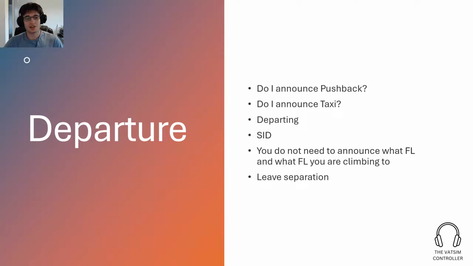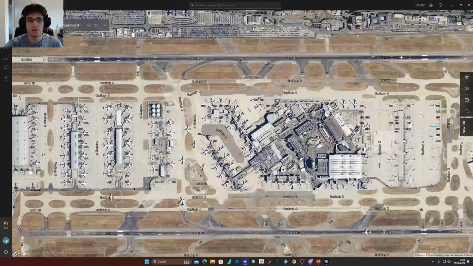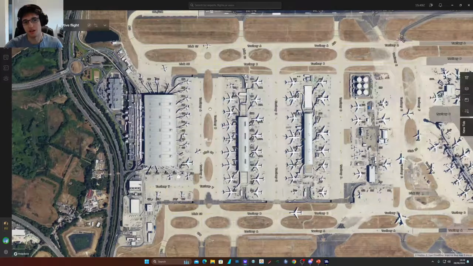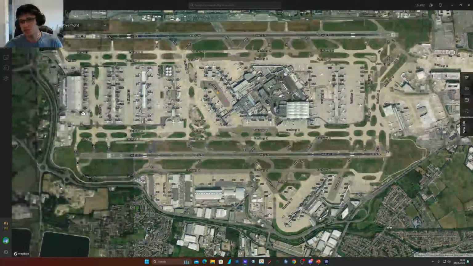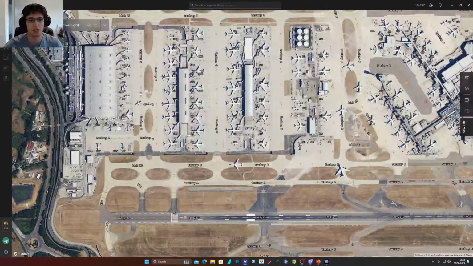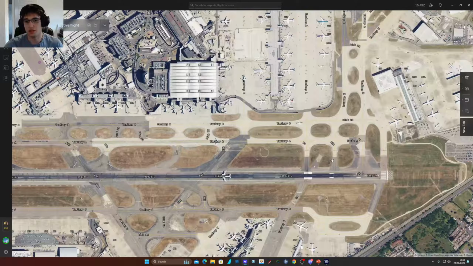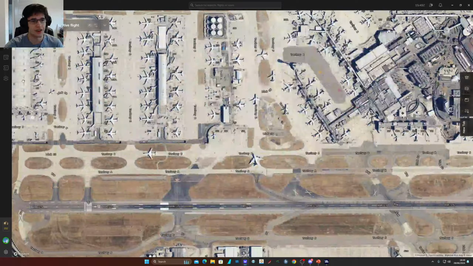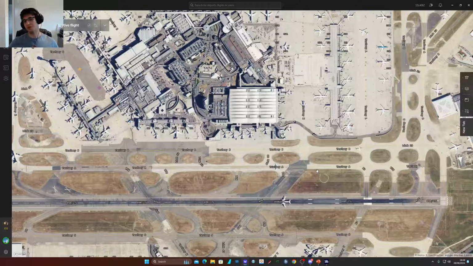And the same goes for taxi. Let's just pull Volanta back up here. Say you've just pushed back from Terminal 5 over here, and the active runway is runway 27 left. Say it's really busy. Instead of saying your whole taxi routing, like, oh, I'm going to be going runway 27 left, holding point November 2 Whiskey via Alpha, etc., all these taxiways, right?